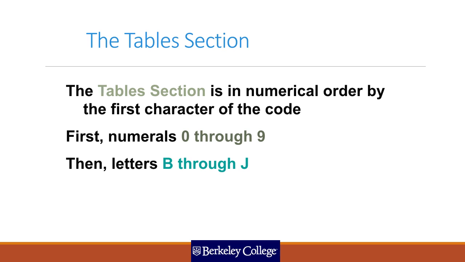The table section, this is the part that is very, very different than any of the other code books. The table section is in numerical order by the first character of the code. And so it starts with the numbers 0, 1, 2, 3, all the way through 9, and then the letters of the alphabet, starting with the letter B as in boy. Why there are no A's, I don't know. They didn't invite me to the meeting.